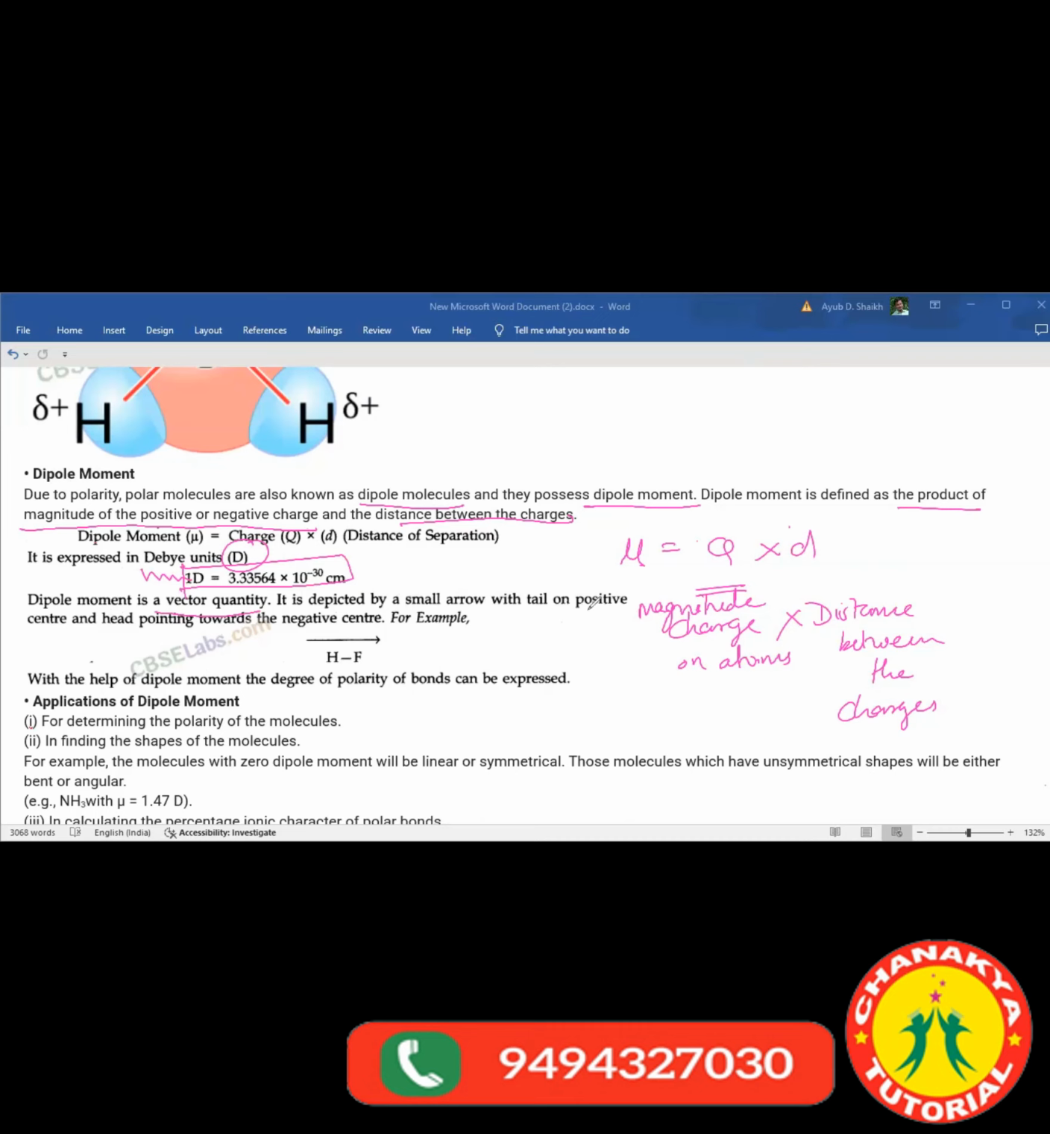It is depicted by a small arrow with its tail on the positive center and its head pointing toward the negative center. For example, here they have given HF. The arrow starts at the positive center and heads toward the negative center. With HCl, it starts at the hydrogen and goes to the Cl in this way. Understood? Yes, ma'am. If it is H2O, again it will go in this manner. I hope you understand.